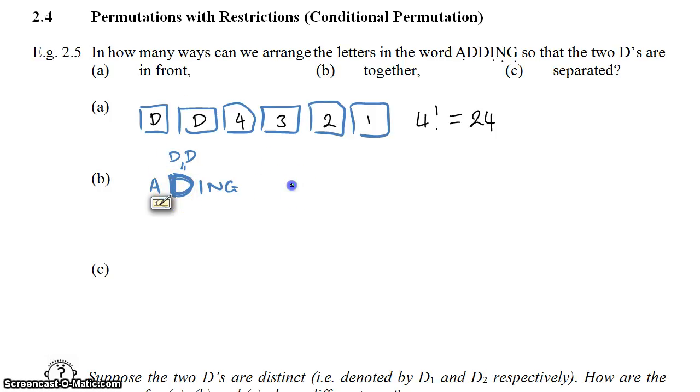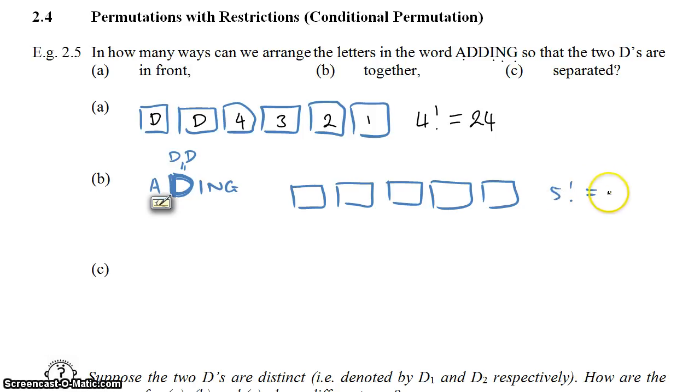So then what do I actually have? I have only 5 letters to arrange now, but they are all distinct, right? So I've actually got 5, 4, 3, 2, 1. I've got 5 factorial ways of doing this. I've got 120 ways of arranging them.